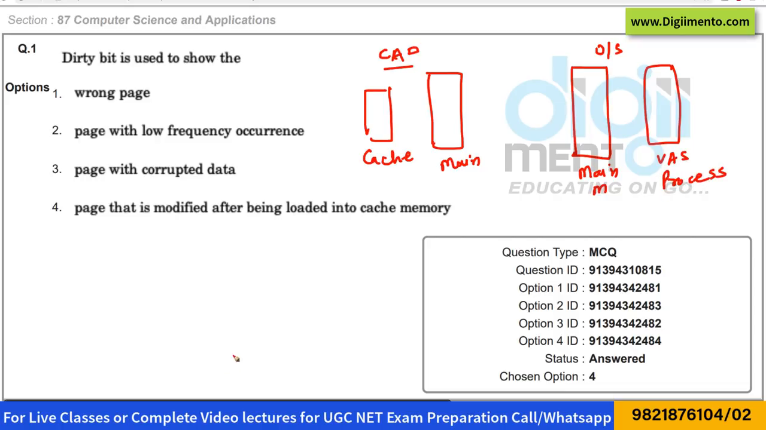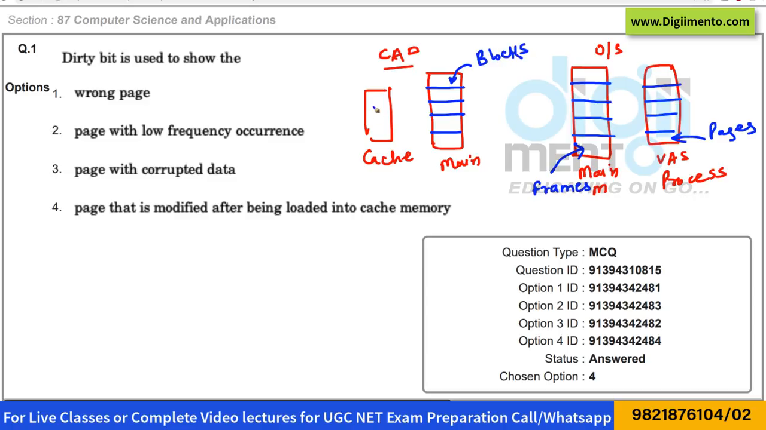Now in the operating system, this main memory is divided into something called frames, and this virtual address space is divided into something called pages, and the frame size and page size are equal. In computer architecture, the main memory is divided into something called blocks, and the cache memory is divided into something called cache lines. So we can bring one page from the virtual address space into the main memory. In the same way, we can also bring one block from the main memory into a cache line.